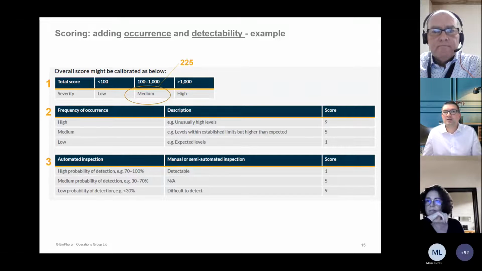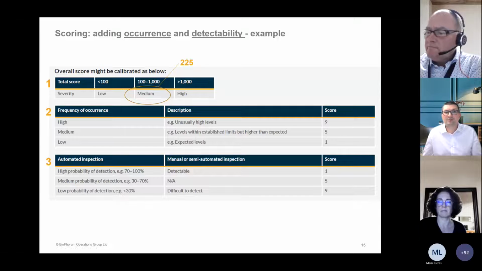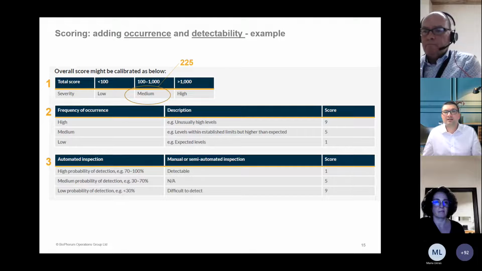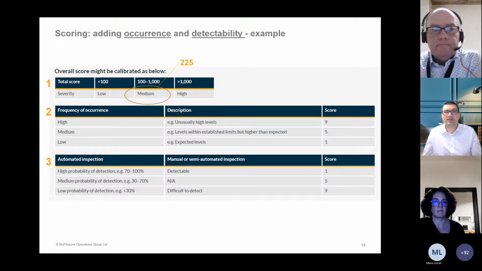In the next step, which is outlined by the number 2, we also take into account the frequency of occurrence. The frequency of occurrence could again be low, medium, or high. We try to keep the tool very simple. Low would represent, in this case, our baseline. So we have either very low levels of particles or expected levels of particles, which are comparable to historic performance.